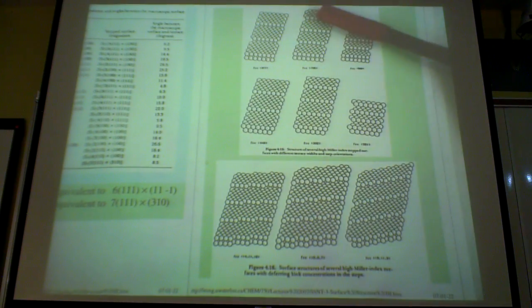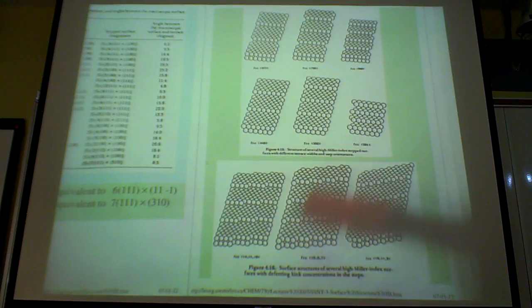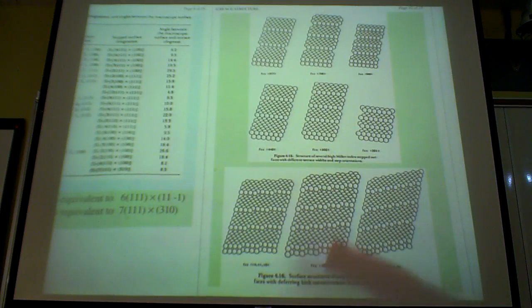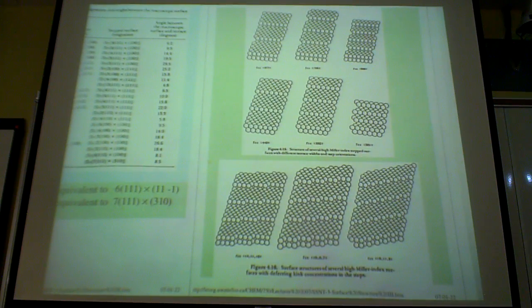It could be, you could step in one way or you could step in 2 ways, because here you can see that you can sort of go in a slanted direction in some of these step surfaces. Okay, so those are what I'd like to talk about on the crystallography.